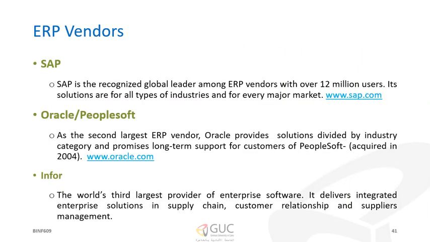Now let's see some of the well-known ERP vendors. SAP is the global leader among ERP vendors with over 12 million users. Oracle comes in second place, where it provides solutions divided by industry and promises long-term support for customers. Infor, the world's third largest provider of ERP systems, delivers integrated enterprise solutions in supply chain, customer relations, and supplier management.